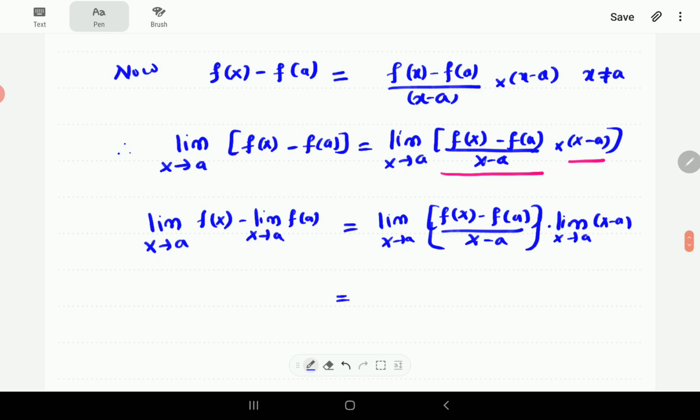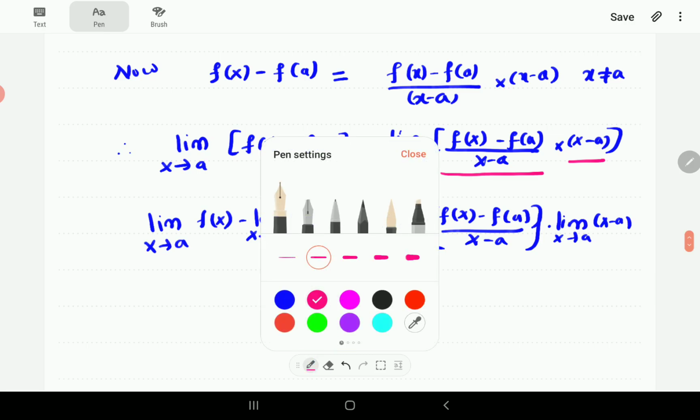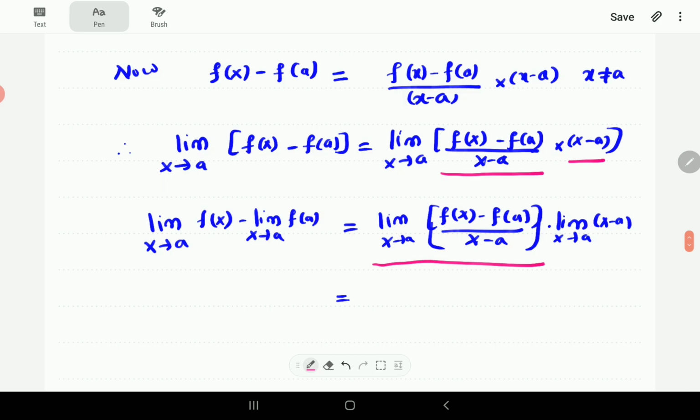If you observe this particular entity, is it not, by the definition of the derivative at a point, nothing but f prime of a? So this quantity is my f prime of a. And this one is the limit as x tends to a; wherever x is there, if I put a, it is a minus a, which is 0. This will give me 0.